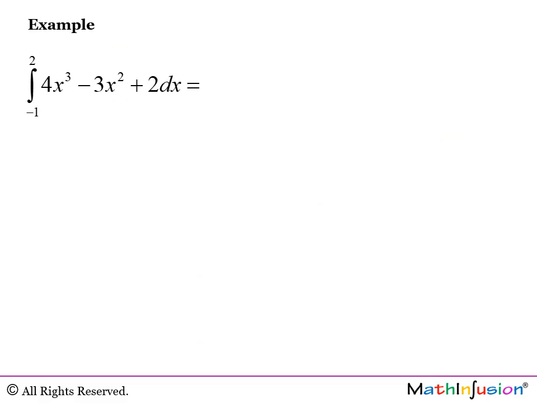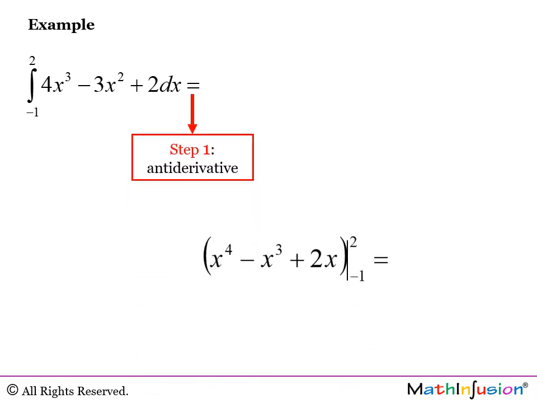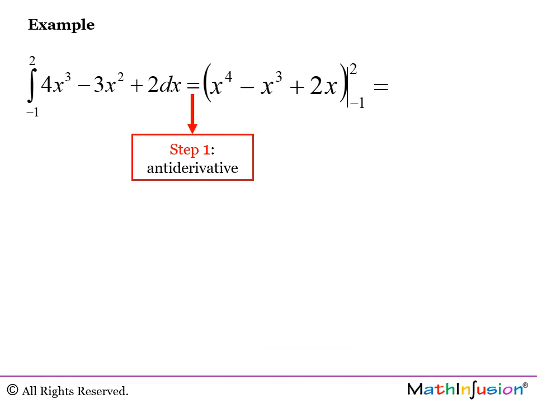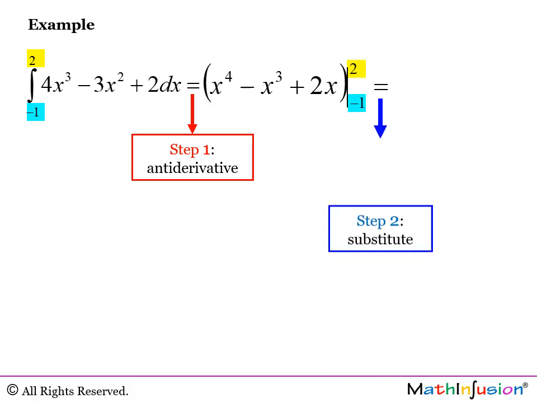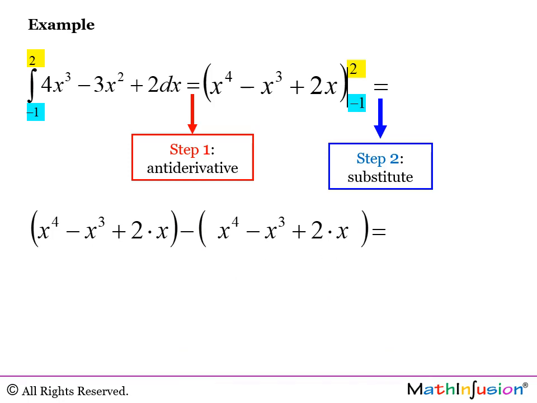Example. Let's evaluate now the definite integral of x cubed minus 3x to the power of 2 plus 2 dx between -1 and 2. Antiderivative. Here's the upper limit and here's the lower limit. Now we can do the substitution and the difference.